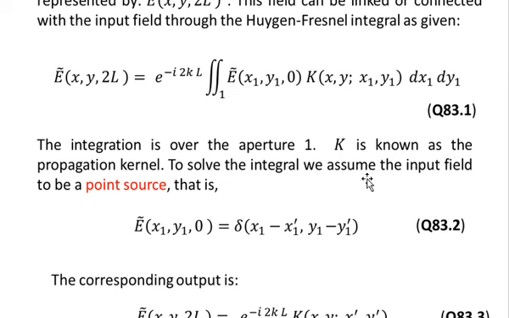To solve the integral, we assume the input field to be a point source, so our input field is represented by a delta function. So E prime of x1 y1 0 is represented by delta of x1 minus x1 prime, y1 minus y1 prime, as shown in equation number 2. Which means that the delta function is located in the input plane at the coordinates x1 is equal to x1 prime and y1 is equal to y1 prime. So this is the location, that is the center, at which the delta function is resting.